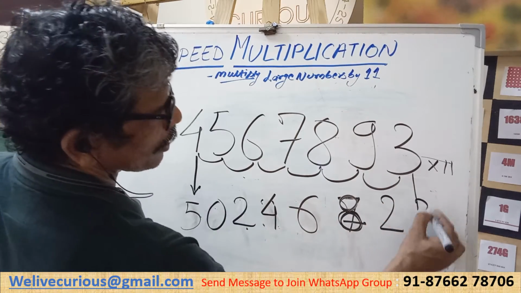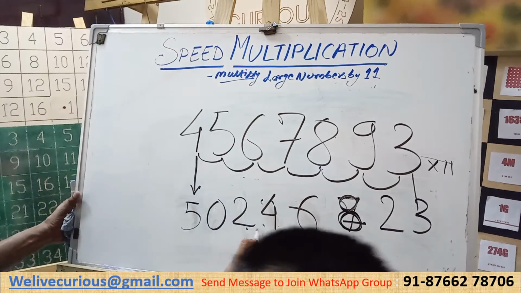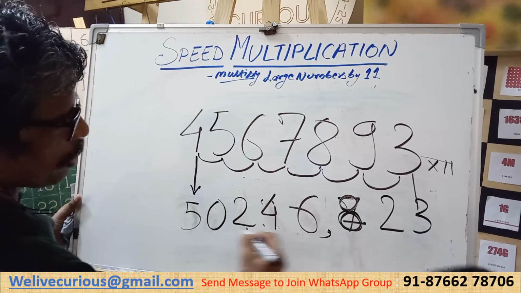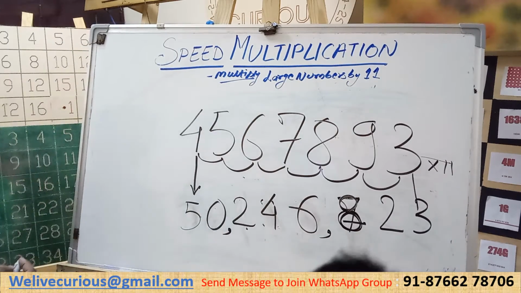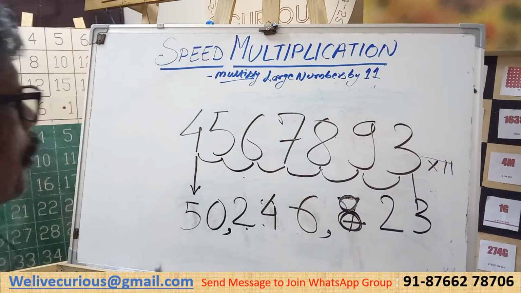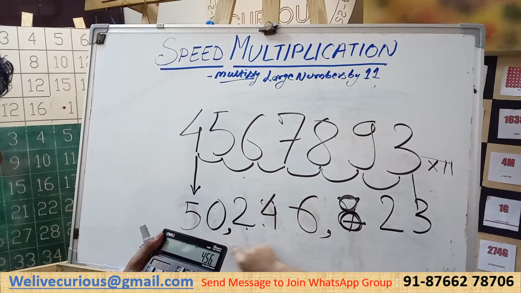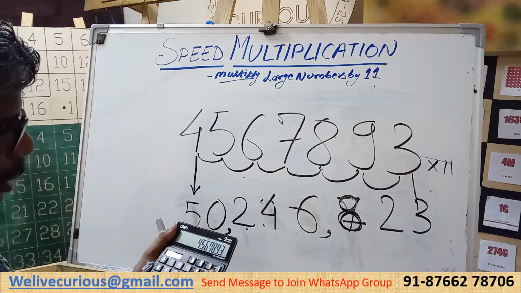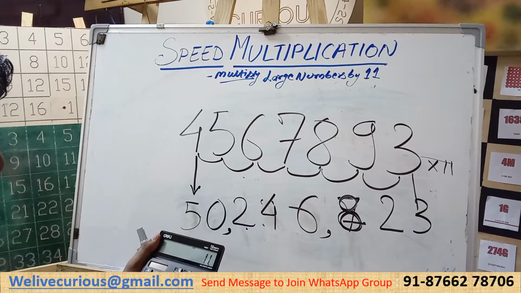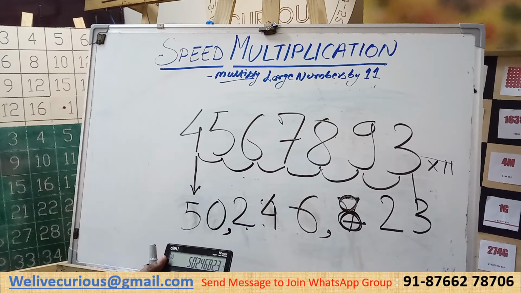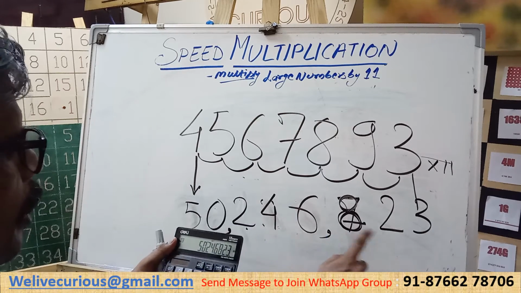Can you check if our answer is correct? Let me put the 1000 separators here. Wow. My goodness! What number is this? 456,456,50,246,823. Multiply 11. Such a big number, 502,46823.